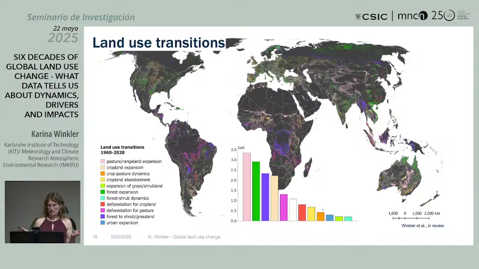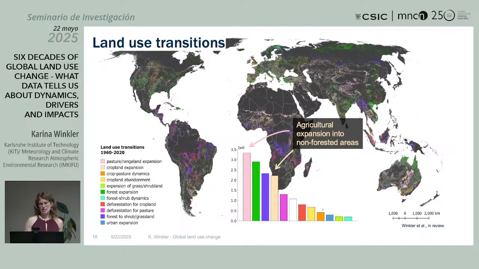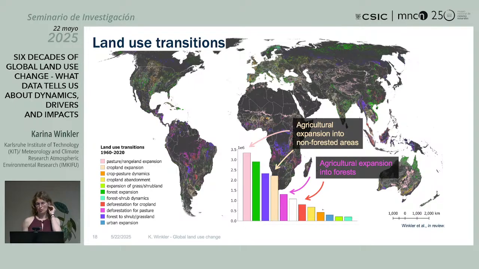Land use transitions can, again, be classified. So we look at the same period, from 1960 to 2020, and we classify each pixel of land use change into one of the land use transitions. Maybe we don't have to look at all the transitions here, but importantly, the light red and the light orange colors are areas where agriculture has expanded into non-forest natural areas. So it's not deforestation, but areas where agriculture has expanded into savannas and grassland systems. And we see pink and red areas where deforestation has happened, where agriculture expanded into formerly forest ecosystems.